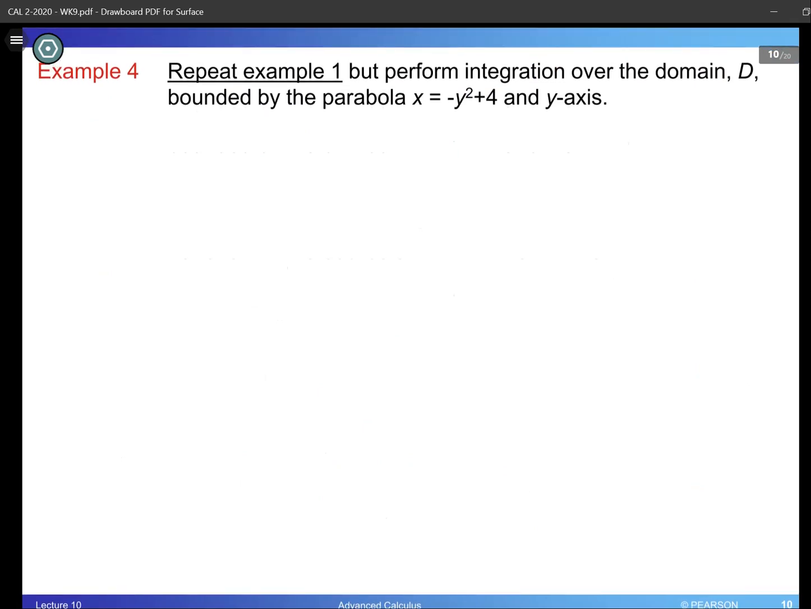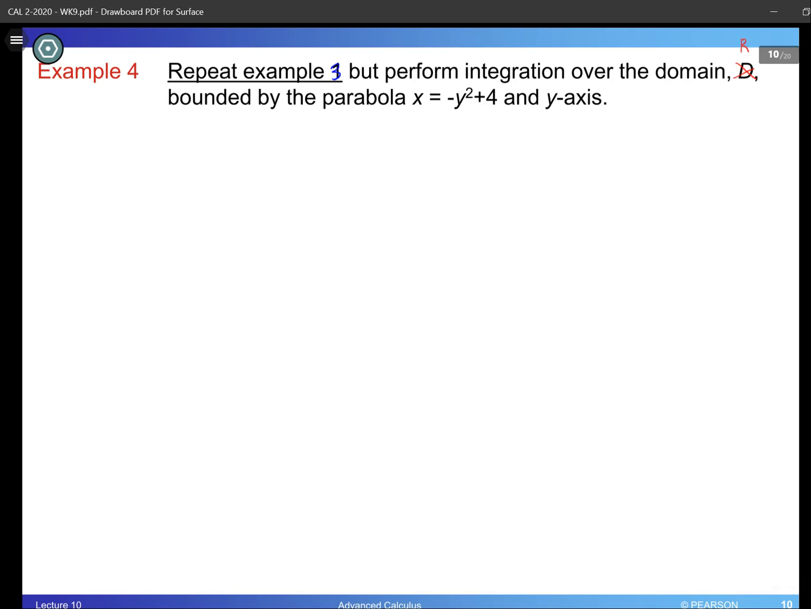In this example, let's take a look at the information that we have right here. It's going to be a repeat of example 1, which is wrong. So please change this to 3. So we are going to use the information we had from the last example, number 3. But this time around, we are going to perform the double integration over a different domain. So it's going to be a different R this time. I don't like this D, let's use R. But if sometimes you see D as the integration domain, that's okay too.